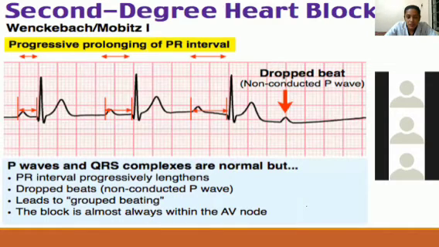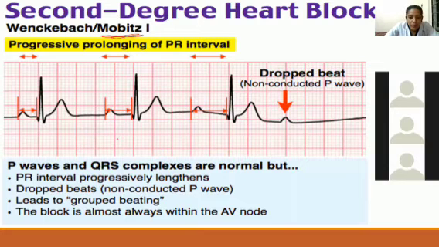So this is the next one, that is second degree heart block. I already said the second degree heart block is divided again into two. The first one is Wenckebach or Mobitz 1. So you can remember, Mobitz 1. Okay. So Mobitz 1, how can we identify whether the patient is having Mobitz 1? You can see the ECG here. This is explaining it more clearly.